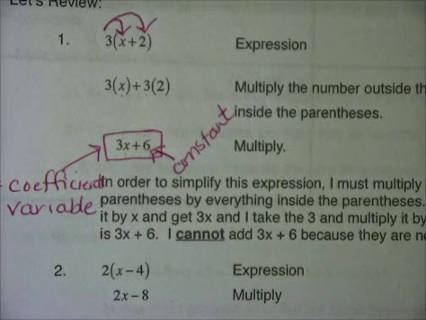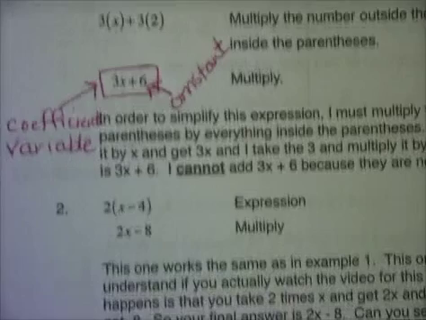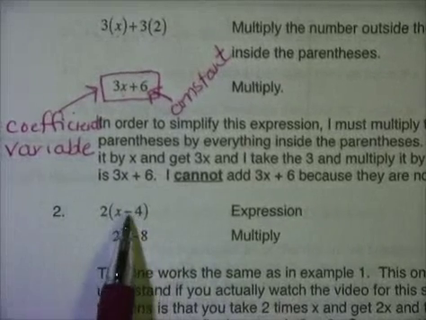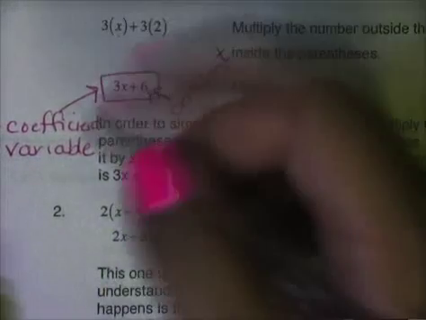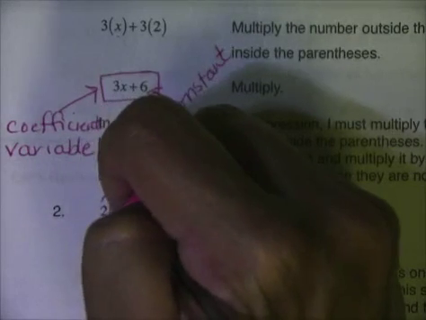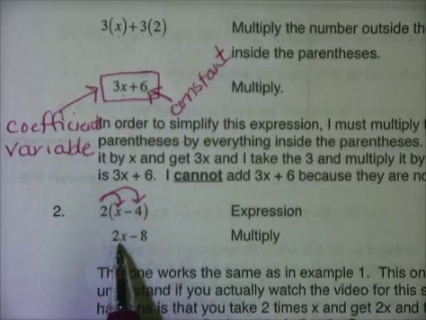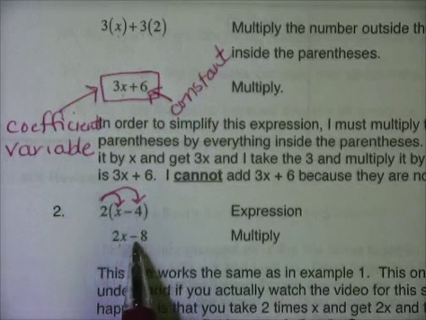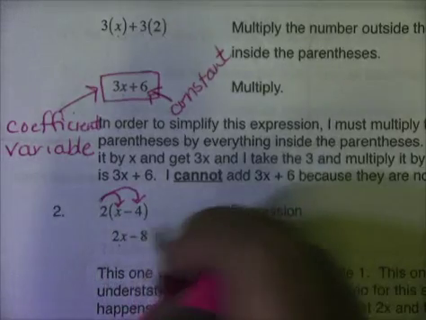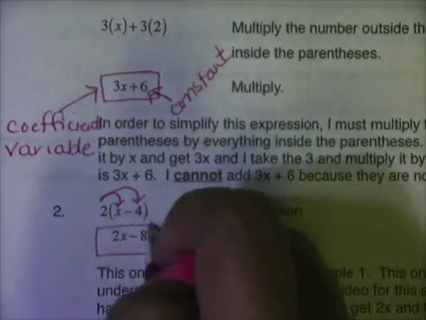Let's take a look at number 2. Now on this one I do it a little bit differently because I've taught you all along that this subtraction makes this 4 a negative. So we're going to take 2 times x and 2 times negative 4. 2 times x is 2x, 2 times negative 4 is negative 8. So I would just write 2x minus 8.